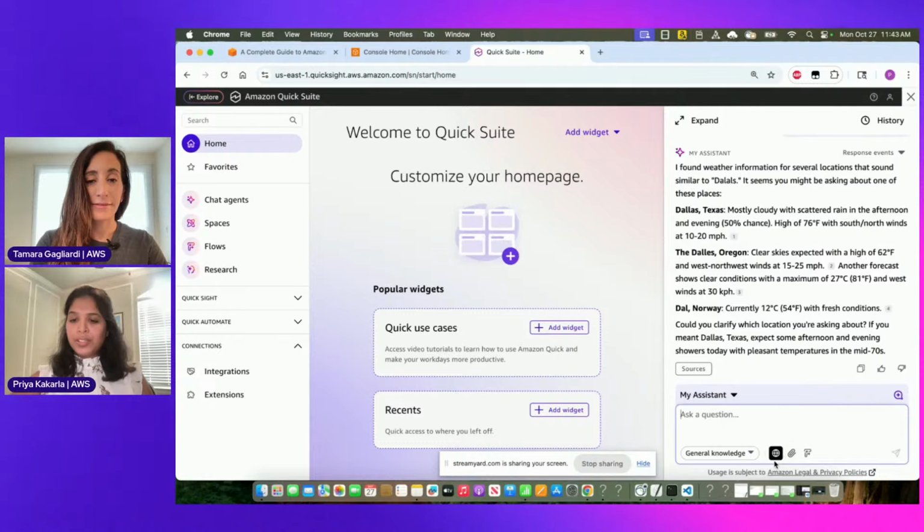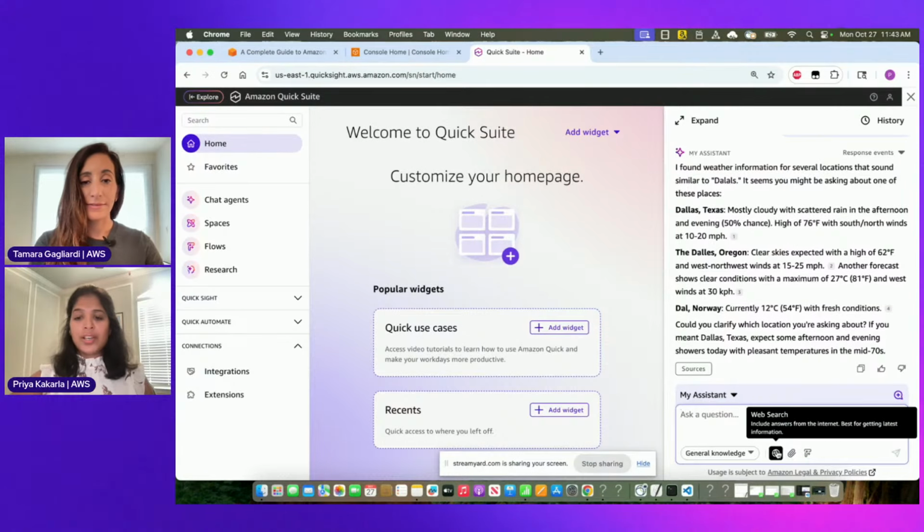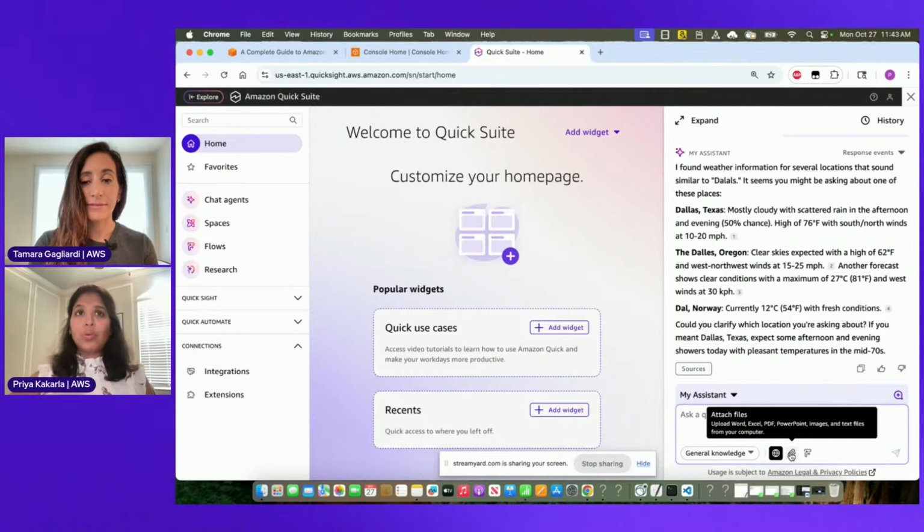And there are some options here. Do you want to enable web search? Yes. Or do you have a file that you want to augment specific to the question that you're asking? It could be a CSV file or a PDF. You can upload that file as well.